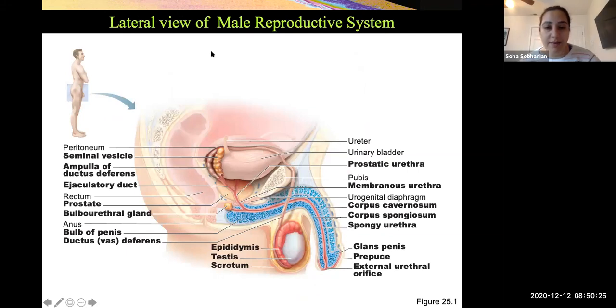This picture you have, or a picture similar to this, would be something you guys want to make sure you are comfortable with for your lecture exam in terms of labeling. So make sure you take a look at this. And that's about it for the male reproductive system.